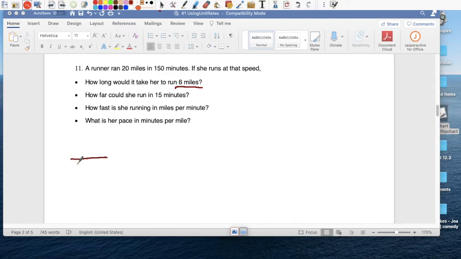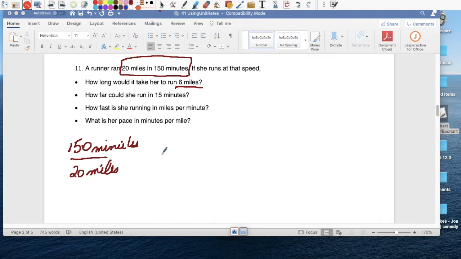So what do I know? I know that 20 miles, right here, takes her 150 minutes. I'm going to change this to 1 mile. So if she wants to run 1 mile, correr una milla, how long would that take her? Divide that by 20. So we're going to divide 150 divided by 20 is 7.5 minutes. 7.5 minutos.